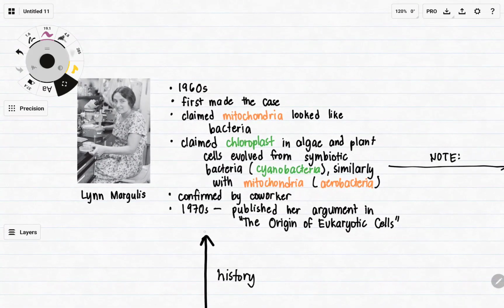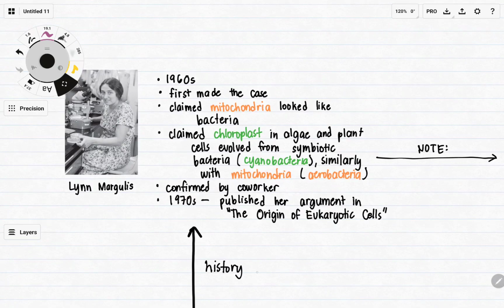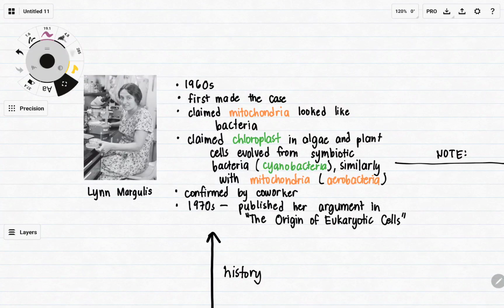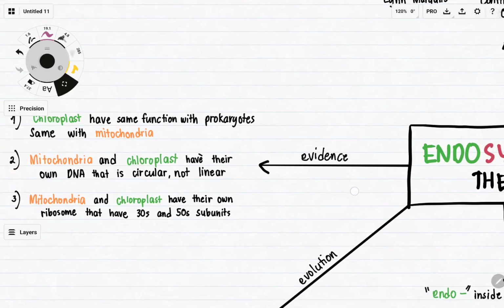And then, while honing this argument of hers, in the 1970s, she published her argument in The Origin of Eukaryotic Cells, which then became the endosymbiotic theory. One could ask, what evidence did she use so that she proposed her argument that eukaryotic cells have arisen from prokaryotic cells? So this is the evidence.